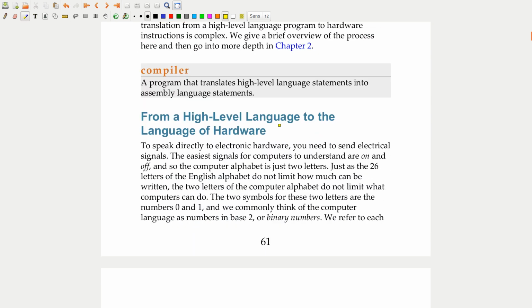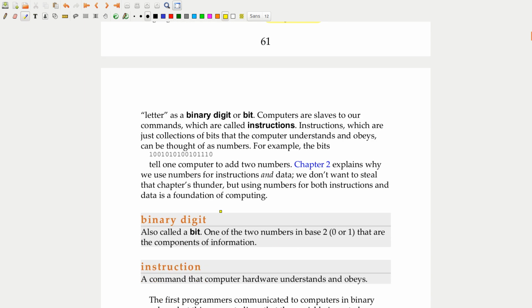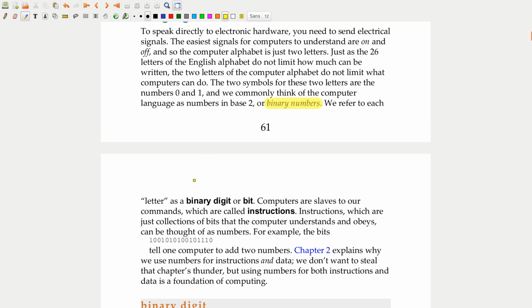So, from high-level language to the language of hardware. To speak directly to electronic hardware, you need to send electrical signals. By electrical signals, we mean on and off, ones and zeros. We mean, of course, binary numbers. And if you caught any of the stream yesterday, we talked about number systems for a bit. So we refer to each binary digit as a bit. Usually we just call it a bit.